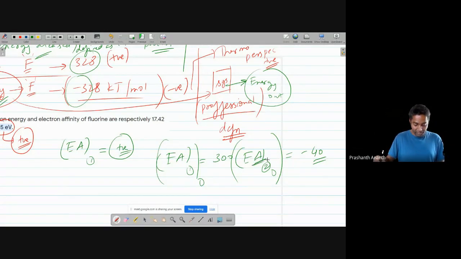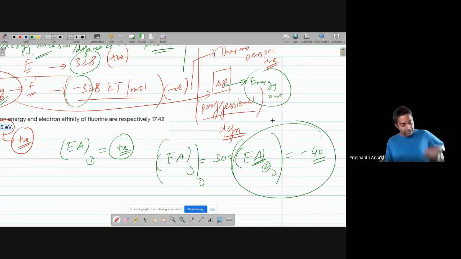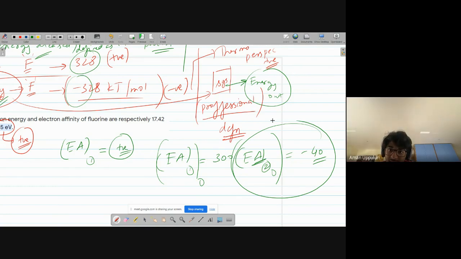Now, what does negative here mean? If it's saying electron energy released is negative, what does energy released being negative mean? Energy is going out. Energy is absorbed. Oh, wait, no. Correct? Absorbed, sorry. Yes. Absorbed.